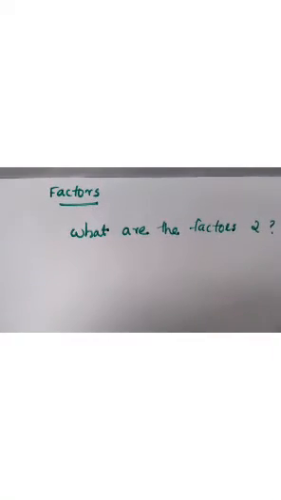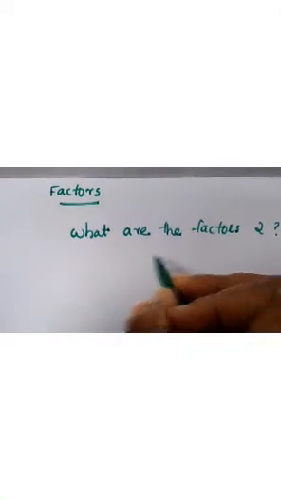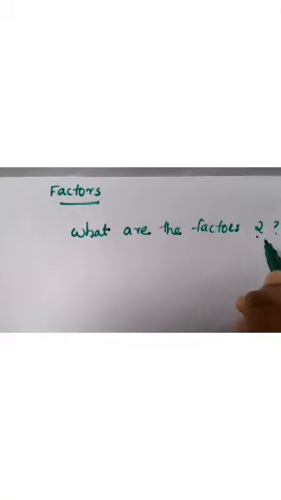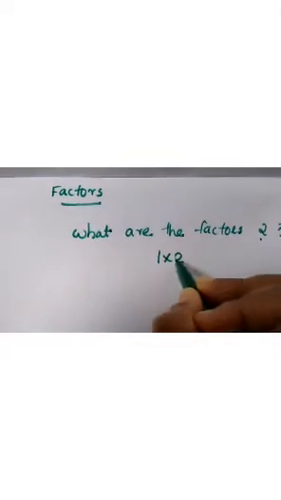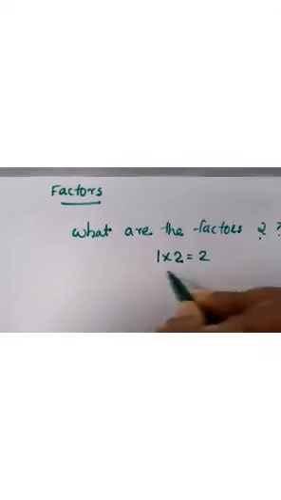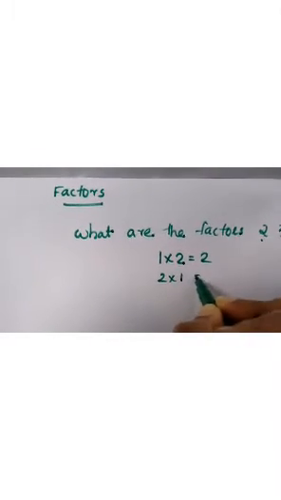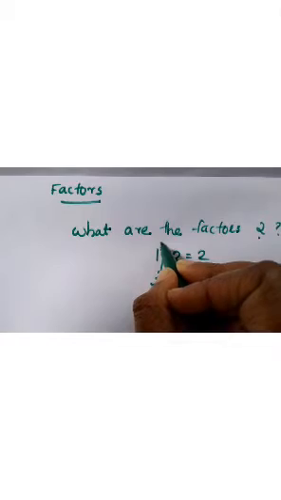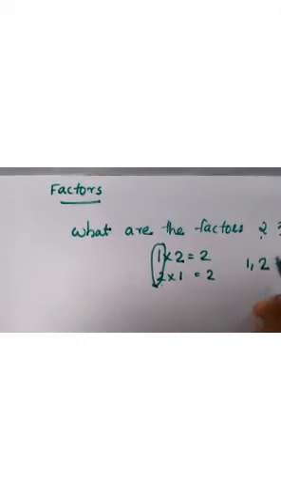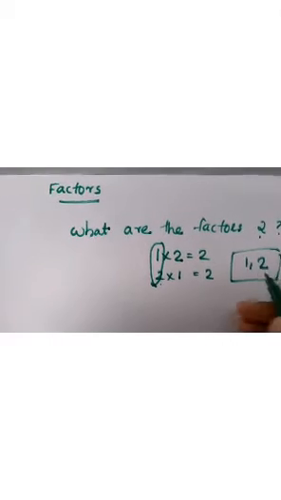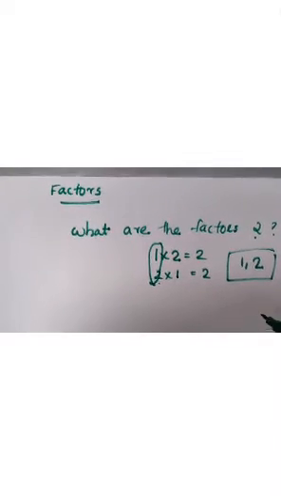From our earlier class we know that a factor is a number which is a multiple of another number. 1 times 2 is 2. Then 2 times 1 is 2. Here 1 and the number itself are the factors of 2. Here we get only 2 factors.